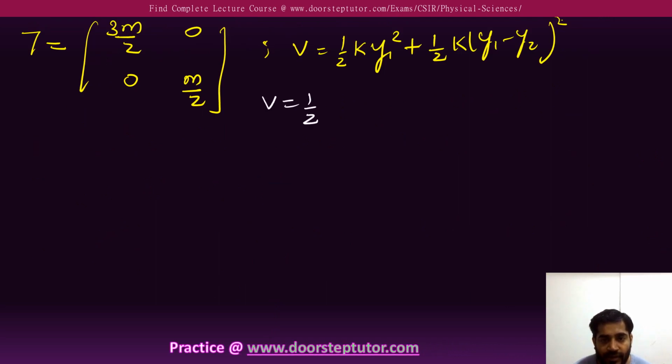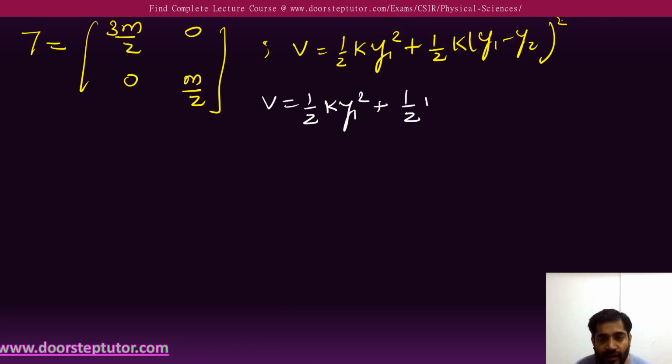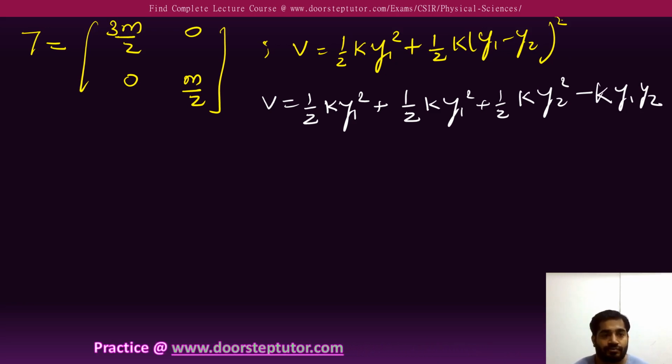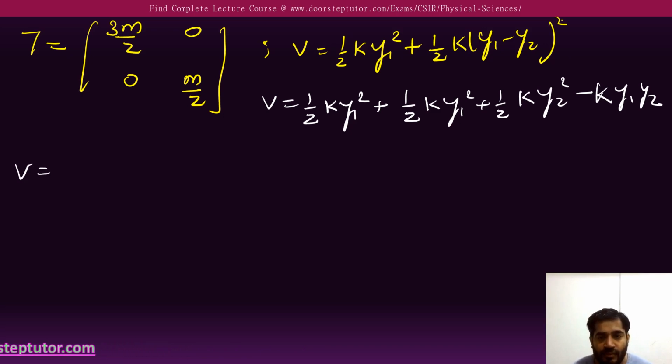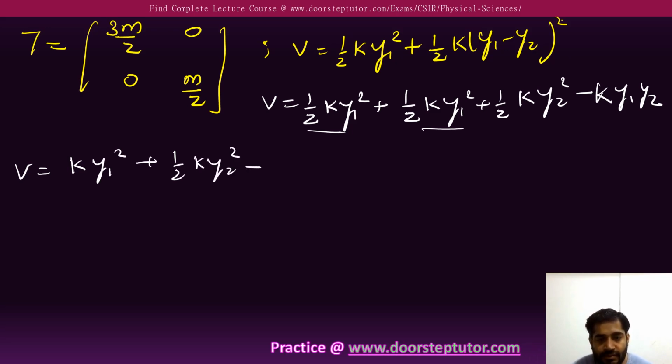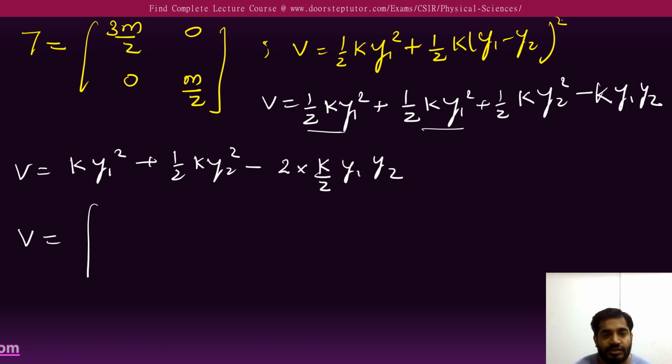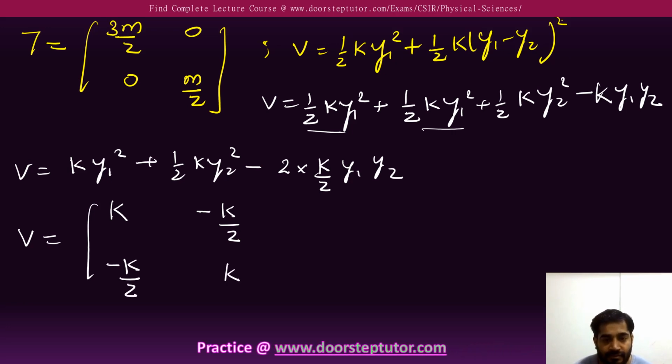Let's expand this. It's half k y1 square plus half k y1 square plus half k y2 square minus k y1 y2. The y1 square terms together become k y1 square, plus half k y2 square, and the cross term can be written as minus k by 2 times 2 y1 y2. So the matrix format for potential energy is k, minus k by 2, again minus k by 2, and finally k by 2.